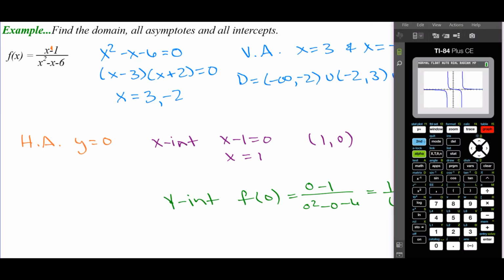Again, using the calculator to double check some things. Here I have the graph. I'm going to go second trace value at 3. Y is undefined. At -2, y is undefined. You can see from the graph that you would have a horizontal asymptote at y equals 0. And then just double check a couple intercepts here. So at x equals 1, y equals 0. And at x equals 0, y equals 1/6.